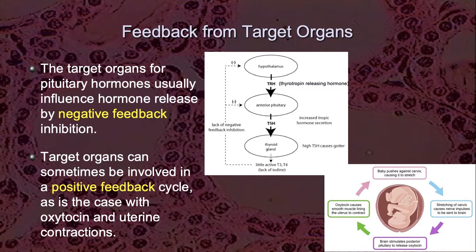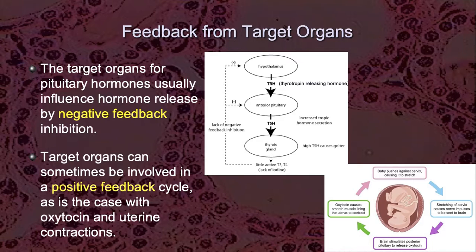Positive or negative? Negative. Negative brings you back to your homeostatic set point. Okay, and then positive is going to bring you farther and farther away. Okay, so the majority of our hormones are going to use negative feedback inhibition.